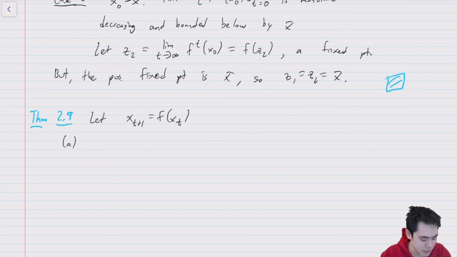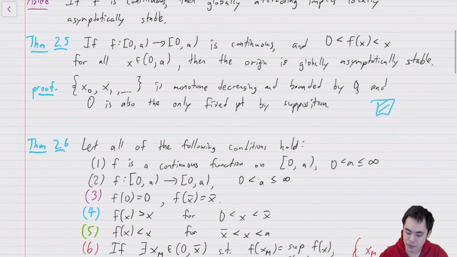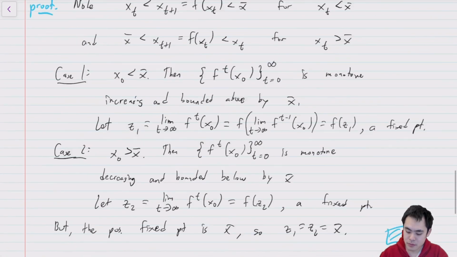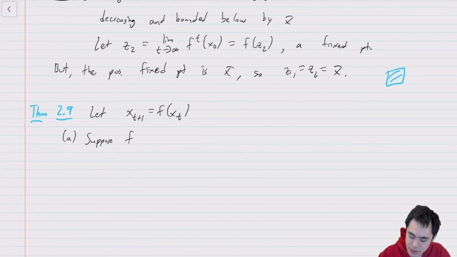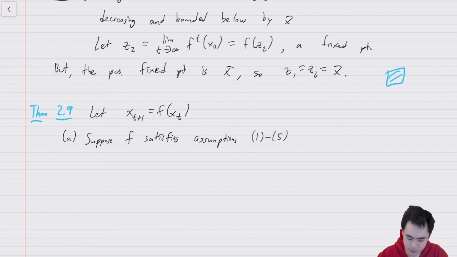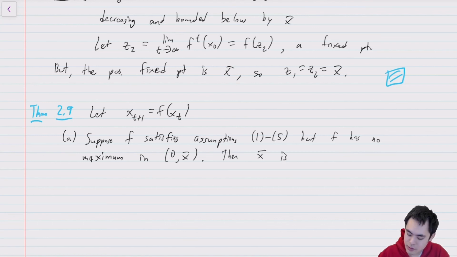There are two parts to this theorem. The first is a recapitulation of a lot of Theorem 2.6. So suppose f satisfies assumptions 1 through 5, but f has no maximum in the interval 0 to x bar, then x bar is globally asymptotically stable.